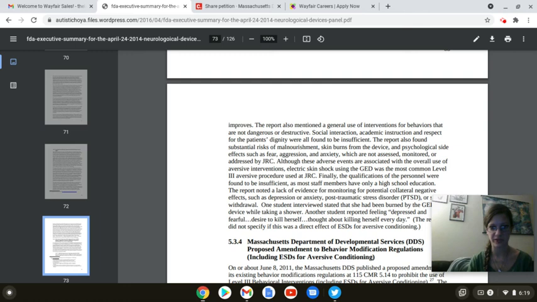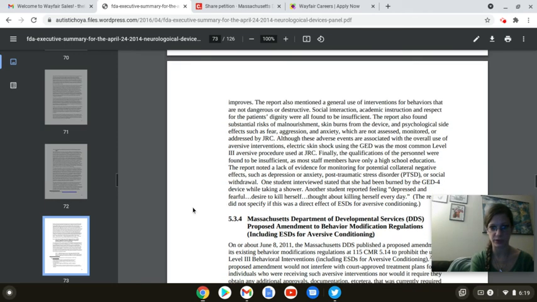Although these adverse events are associated with the overall use of aversive interventions, electric skin shock using GED was the most common level 3 aversive procedure used at the JRC. Finally, the qualifications of personnel were found to be insufficient, as most staff members only have a high school education. The report noted a lack of evidence for monitoring for potential collateral negative effects, such as depression, anxiety, post-traumatic stress disorder, or social withdrawal.